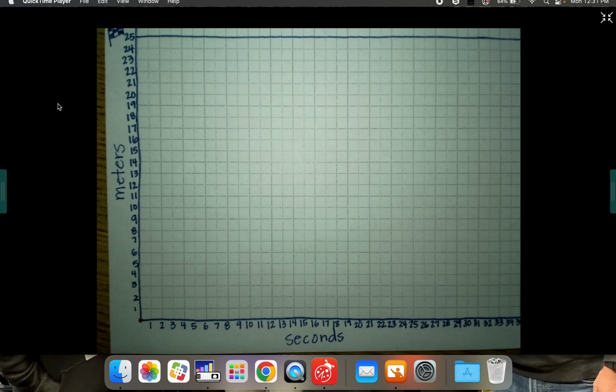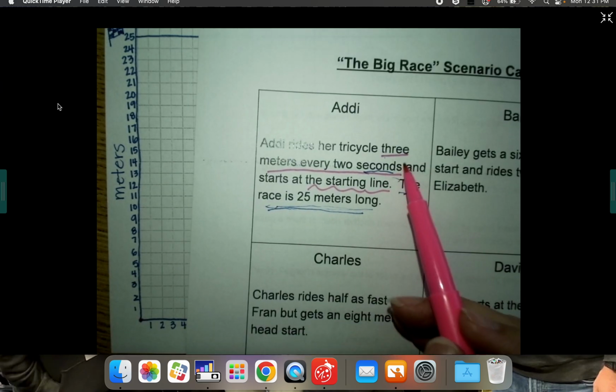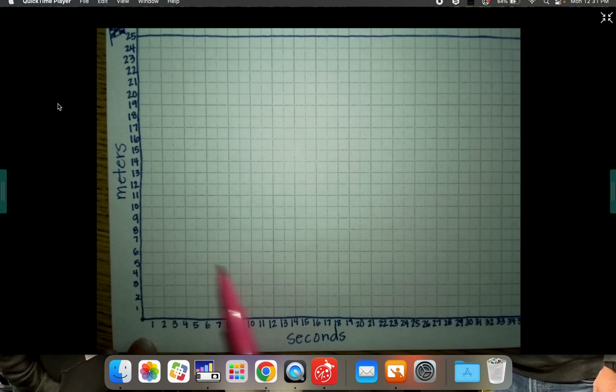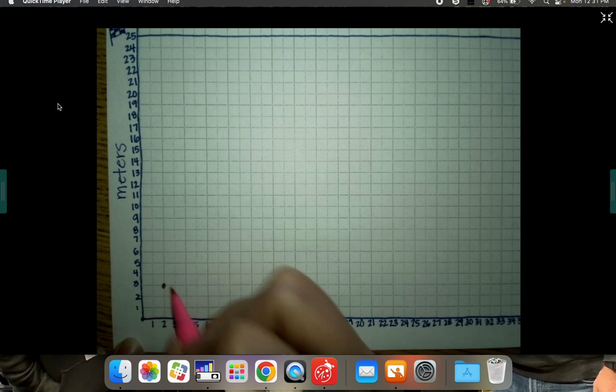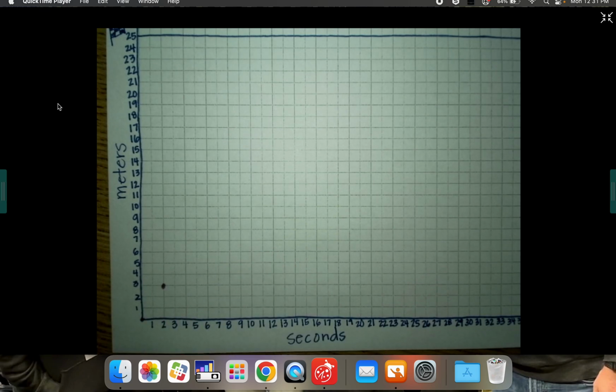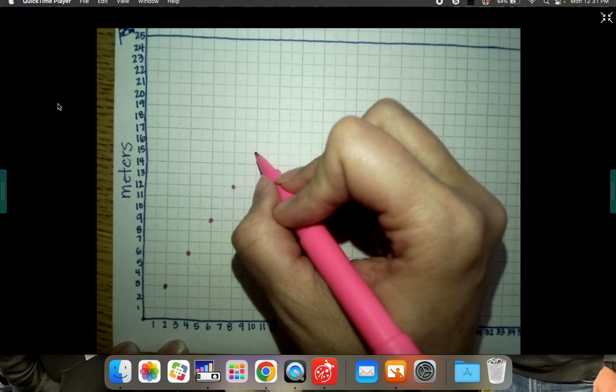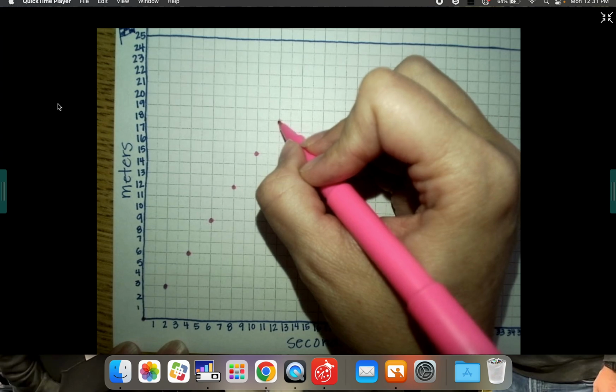All right, it says right on this scorecard that her rate is 3 meters every 2 seconds. So I'm going to go up 3 meters, because meters is on the side, per every over 2 seconds. So I'm going to put my next dot at up 3 over 2, because it's 3 meters in 2 seconds. And that's her rate. She's going to continue to go at that speed the whole race. So I'm going to continue to go up 3 over 2, up 3 over 2, up 3 over 2, the whole way to the finish line.